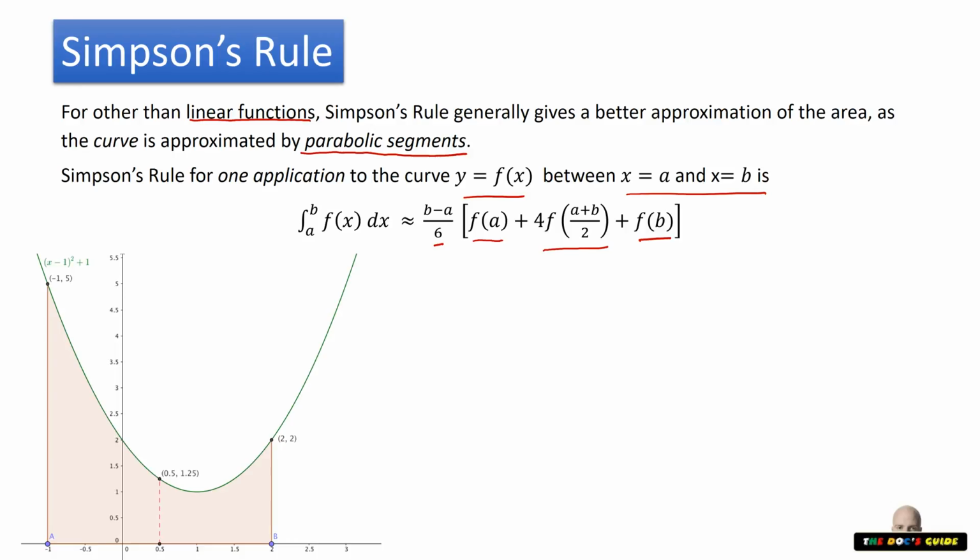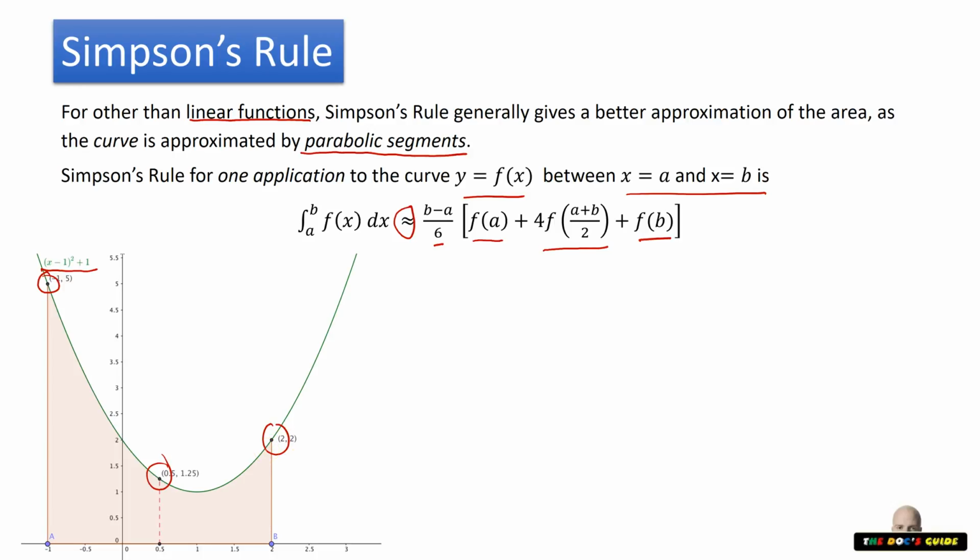So if we have a look at this curve here, which happens to be, as you can see, x minus 1 squared plus 1, if we wanted to approximate the area under this curve, remember that these are numerical approximations in most cases, then with one application, a and b are minus 1 and 2 respectively, and the midpoint is 0.5, so we need the function of minus 1, of 0.5 and of 2. So with one application we have 3 function values.